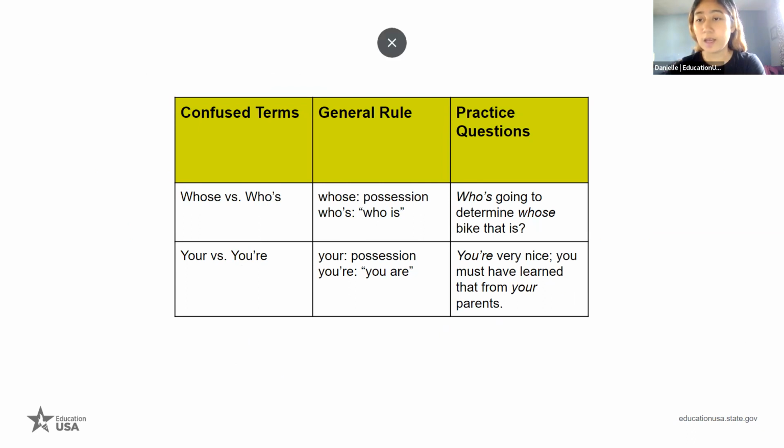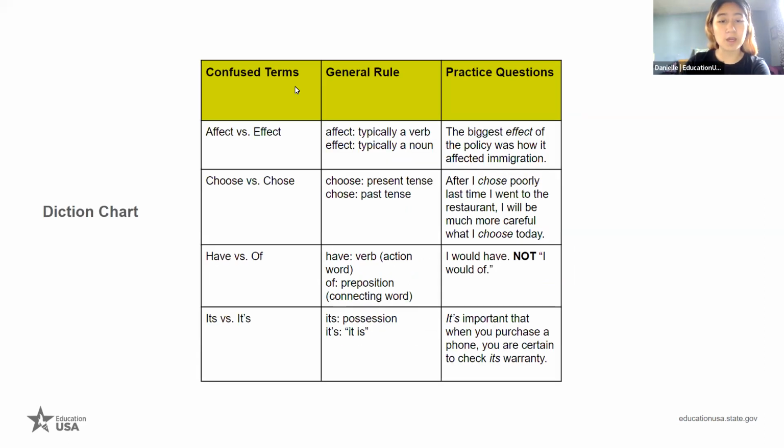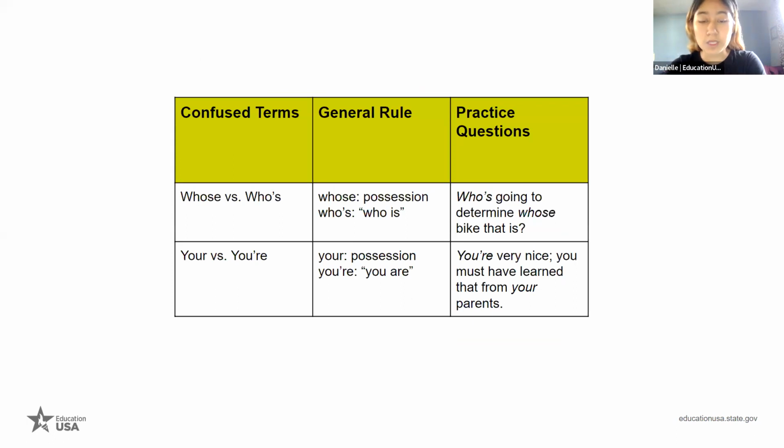But just so you guys can get into your head some of the confused words, whose and who's. It's the same as the its and it's before, okay? You guys remember there's a possession, and then some of them is just the apostrophe making two words. Whose is the possession, that's the WHOSE possession one. And then who's with the apostrophe, that is who is. Who is going to determine whose bike that is. So you have the two different who's here. Who is going to, whose bike is that, or that is.